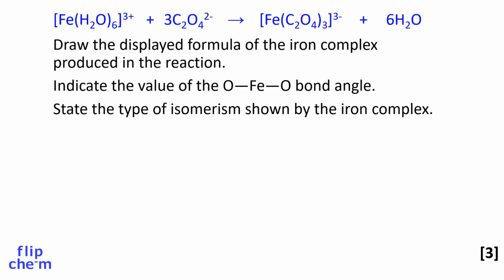Here's the next part of the question. Draw the displayed formula of the ion complex produced in the reaction. Indicate the value of the O-Fe-O bond angle and state the type of isomerism shown by the ion complex.